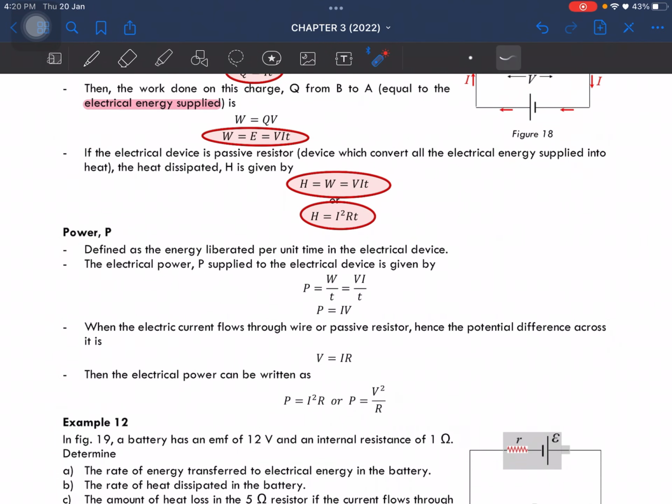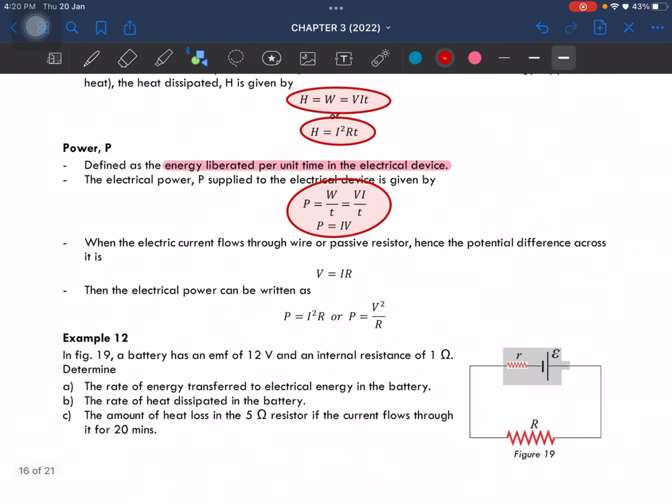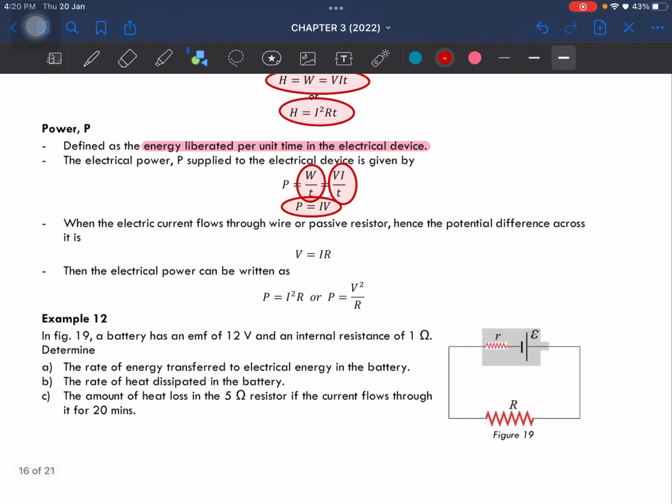For power, it is defined as the energy liberated per unit time in the electrical device. So the electrical power supplied to the electrical device is given by this equation here. So they are equal to PIV, or work over time, or VI over T. Whichever equation is available, use whichever formula is suitable.